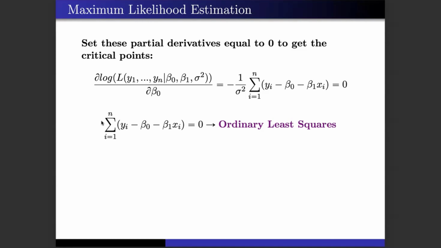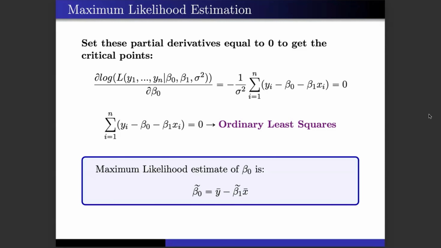And if you remember, when we used the ordinary least square estimation method, where we minimize the sum of squared error, we got exactly this equation over there. So we use the same steps as we used in the ordinary least square estimation method, and we get an estimate of beta naught equal to y bar minus beta 1 tilde x bar.